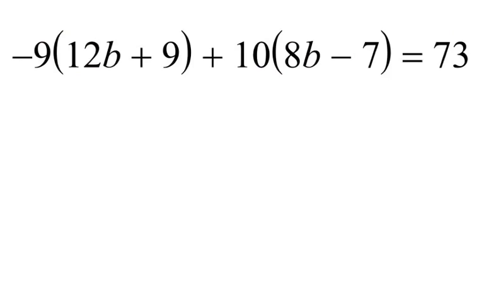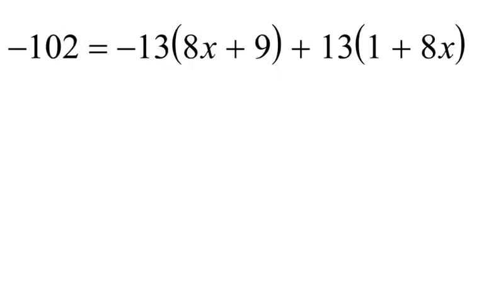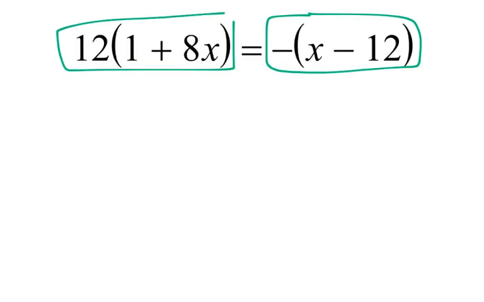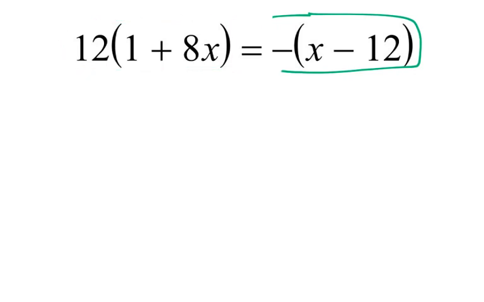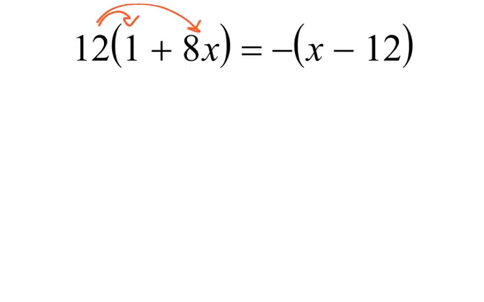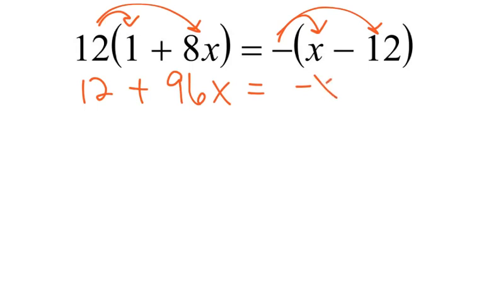Okay, let's go ahead and take a look at some two-sided equations real quick. So let's just start with this one. This is nice, not so intimidating. So in this case, everything really goes the same. You distribute just like you have been in all your other equations. And when you do that, you get 12 plus 96x equals negative x plus 12.